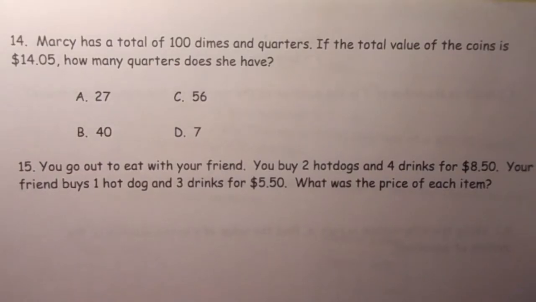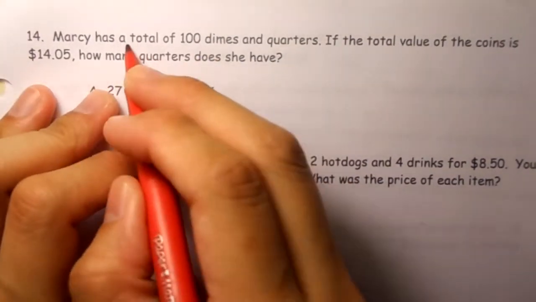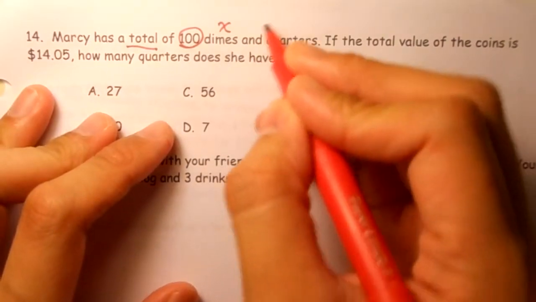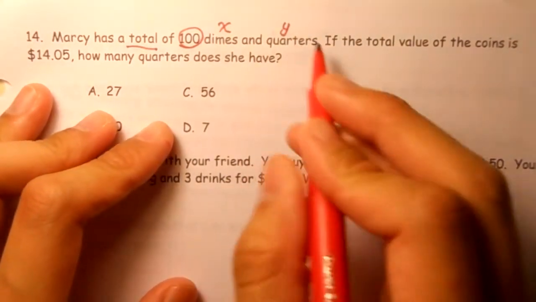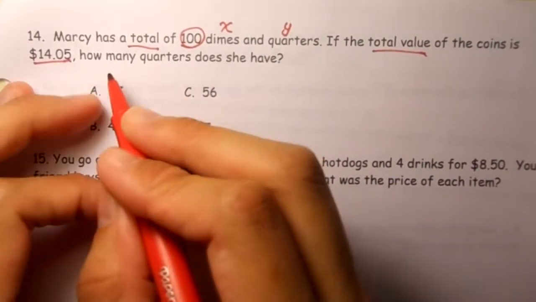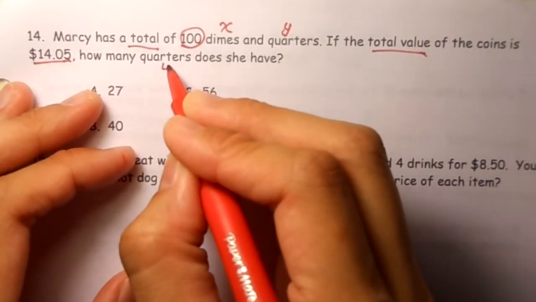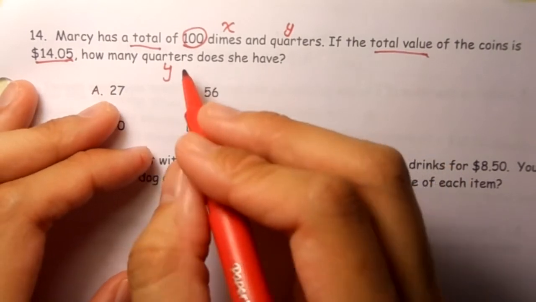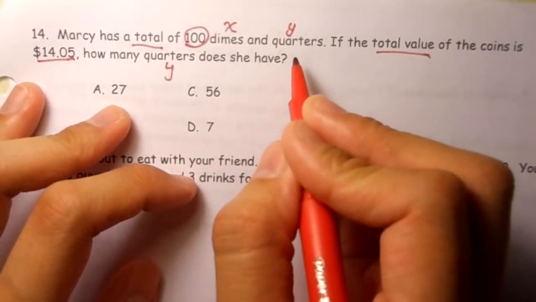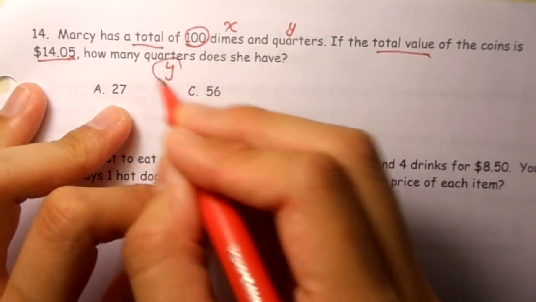On to the next problem, number 14. Here, Marcy has a total of 100 dimes, let's call this x, and quarters, let's call this y. If the total value of the coins is $14.05, how many quarters, so that's y, does she have? So in this one, we already defined our variables. Dimes will be x, and quarters will be y. So we need to find the value of y.